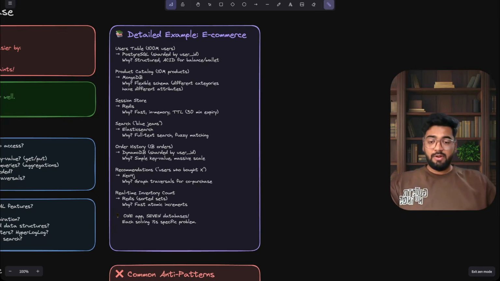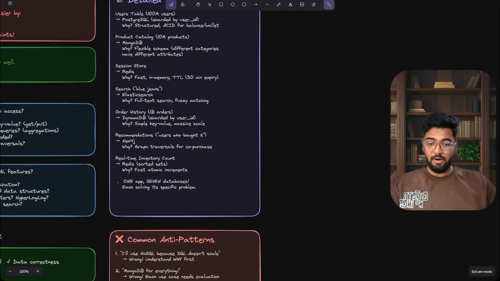If we are talking about recommendations, so if one product is selling a lot and maybe we need to recommend it to others, in that case we can have Neo4j, which is a graph database, which is quite beneficial when we are talking about recommendation sorts of databases. Or if we talk about real-time inventory count, in this case again Redis is going to take our hit because it is storing data in memory, and we can have fast atomic increments.